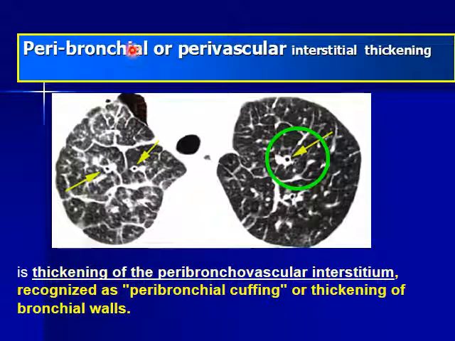The second type of linear opacities is peribronchial or perivascular interstitial thickening. As I have told you, thickening of the peribronchovascular interstitium, which is equal to peribronchial cuffing or thickening of the bronchial walls, is seen by irregularities and thickening and ill definition of the walls of the arteries and the bronchi.